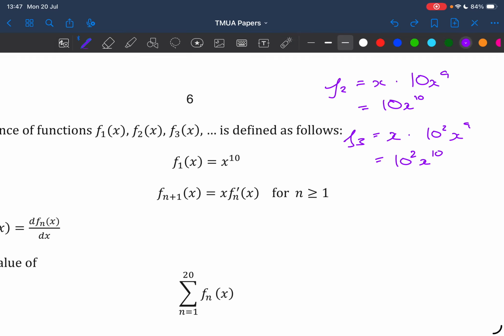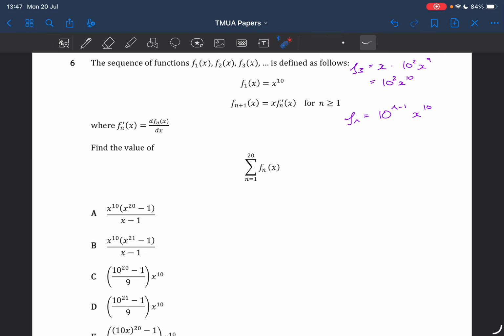That's it. So what we have, f of n is going to be equal to 10 to the power of n minus 1. The first one didn't have a 10, did it? The second one had 1 10. Third one had 2 10s. And then we'll times that by x to the power of 10. That looks good. We now want to find the value of the sum of the first 20.